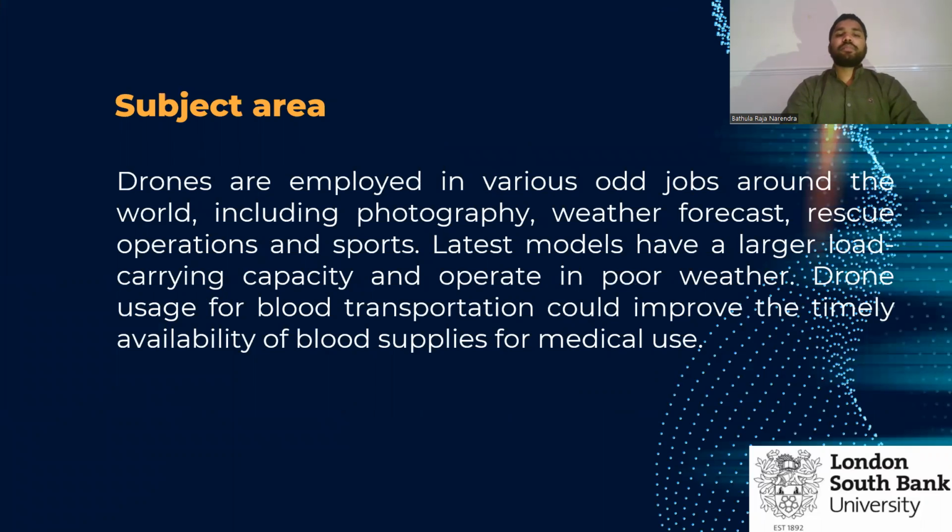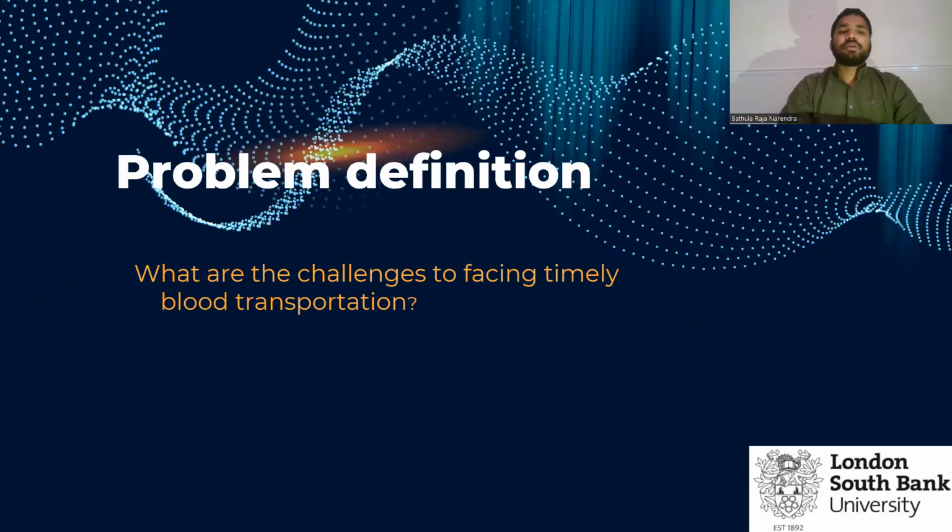Subject area. Drones are employed in various odd jobs around the world, like photography, weather forecasting, disaster operations, and sports. And nowadays, they are used for large load carrying capacity and operation in poor weather conditions. Drones for blood transportation could improve the timeliness and availability of blood supplies for medical use.